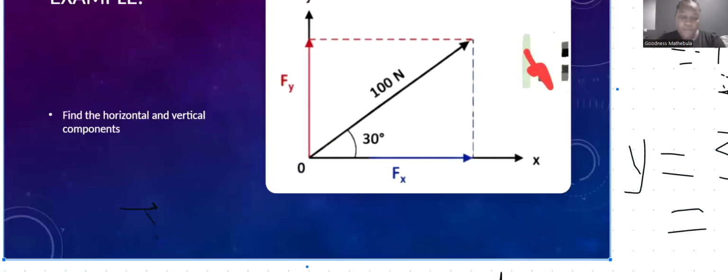So now we'll go to the example of components of forces. So here is an example. I hope you can see. The example says find the horizontal and the vertical component. So to calculate the vertical and the horizontal component, we are going to focus on this diagram.